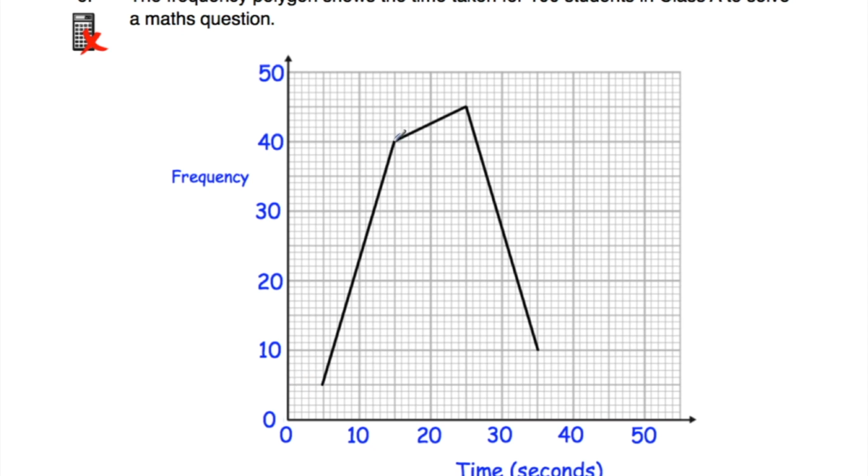Our next point is here. So that's between 10 and 20 seconds. And 40 students have taken between 10 and 20 seconds. So our next point is in between 20 and 30 seconds, and we've got 45 students have taken between 20 and 30 seconds. And finally, our last point, it's in between 30 and 40, and it has a frequency of 10, so that means that 10 students have taken between 30 and 40 seconds.